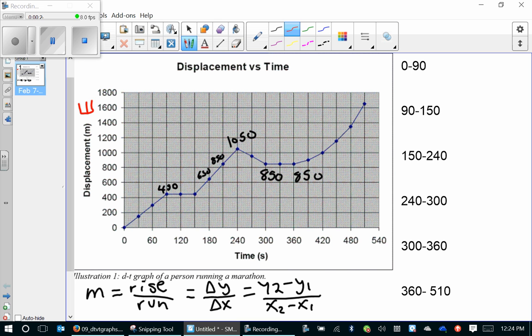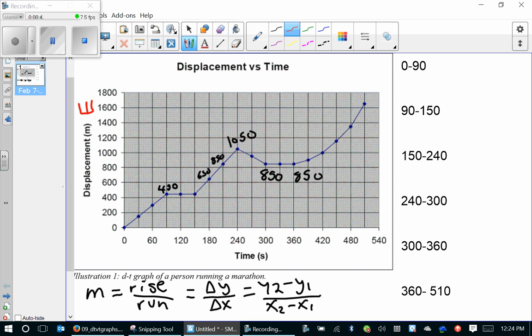What really matters is if we're going positive or negative. That's what's going to tell us some information. That's the difference between a vector and a scalar, that positive and negative. Okay. So distance versus displacement versus time graph. Let's look at what's happening in this first section here.